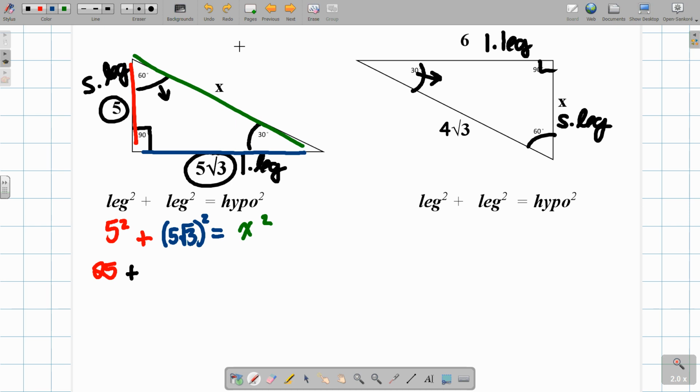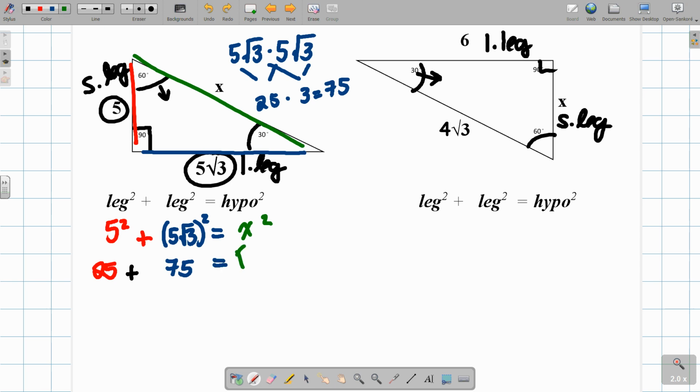Five root 3 squared looks like this. 5 root 3 times 5 root 3. 5 times 5 is 25. Root 3 times root 3 is just 3. That becomes 75. Equals x squared. X in this case is 10.